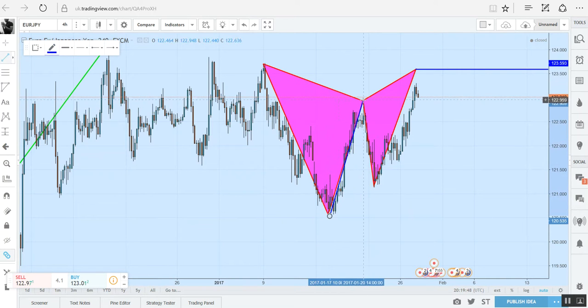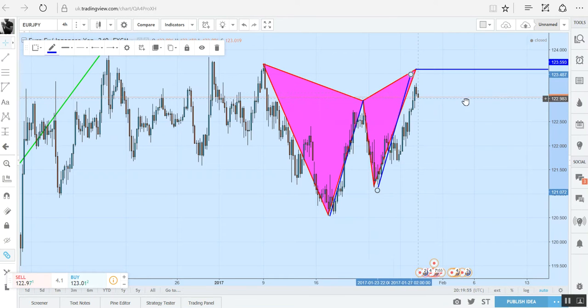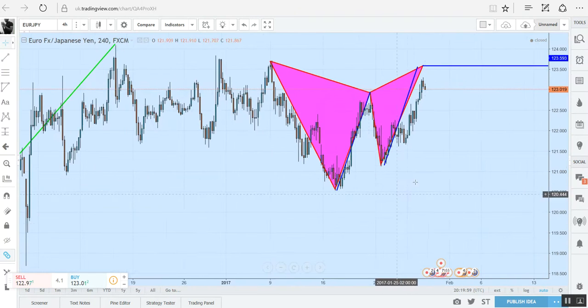You would expect a one-to-one harmonic move into the completion of the Gartley pattern. So if I clone this, copy it, bring it over here, this is over, look at that. A one-to-one harmonic move will put us right at the Gartley pattern completion. And right at the completion, we can see there's a little bit of structure.